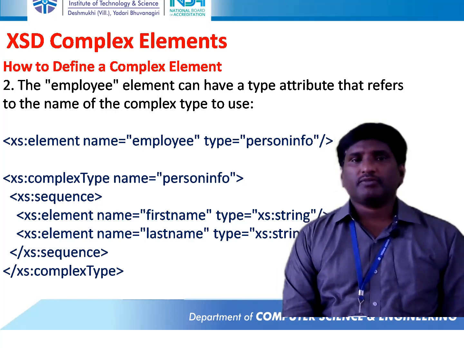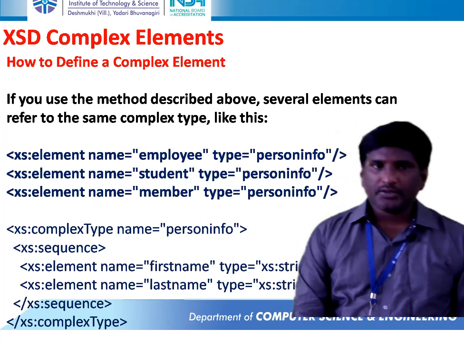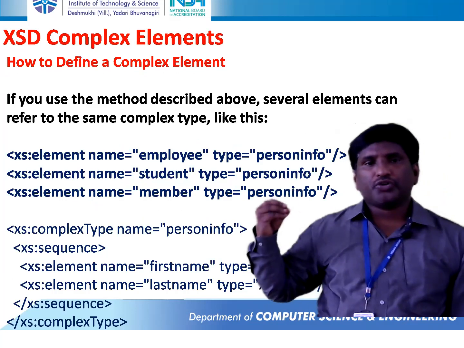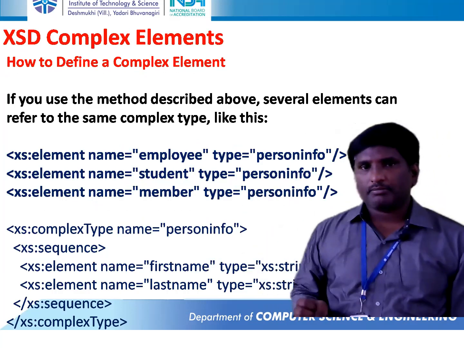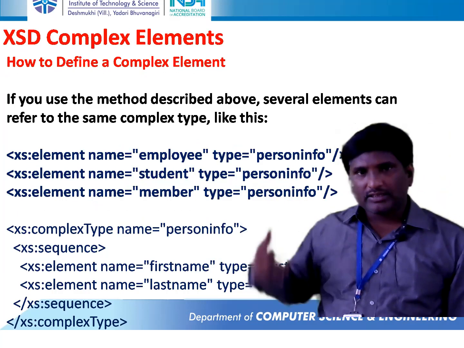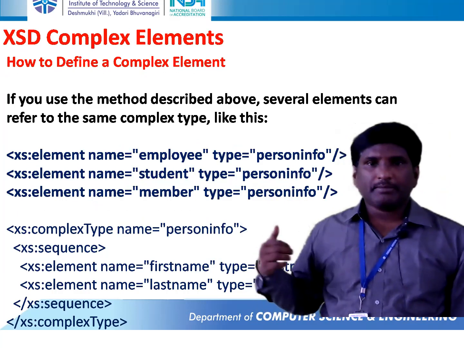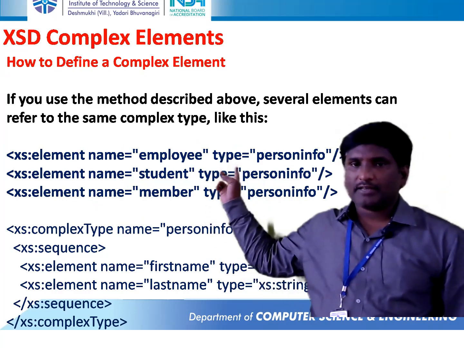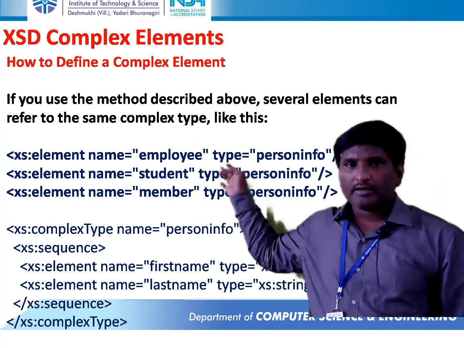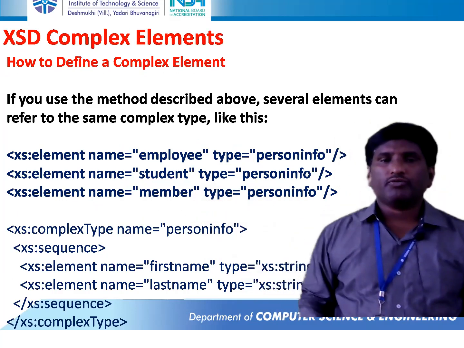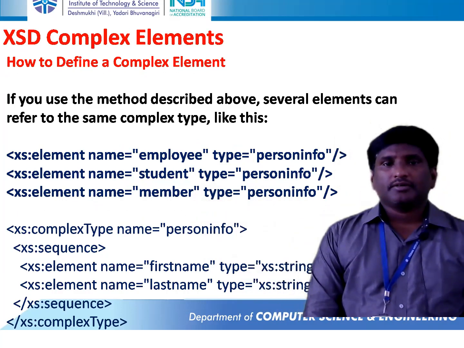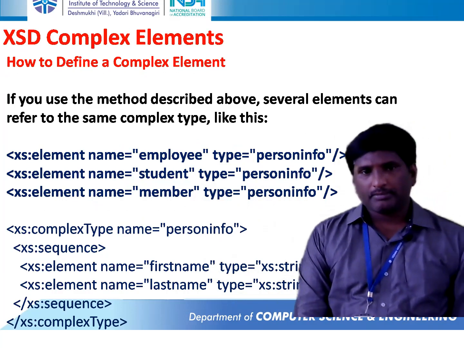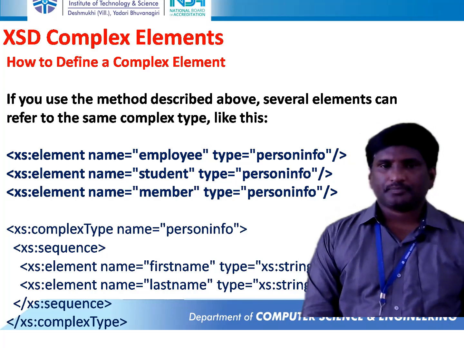So what is the use of referencing like this? Simply this is the use. Suppose there are employee, student and member elements, each having first name and last name. Instead of writing three XML schemas for these elements, we just use the type personinfo, so that the lines of code will be reduced. And by using the reference we can write first name and last name like this.